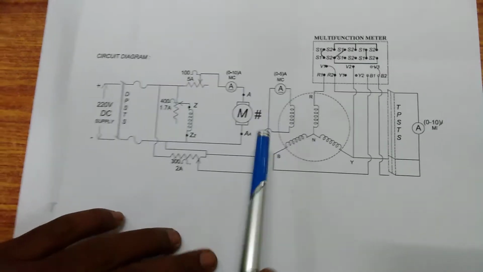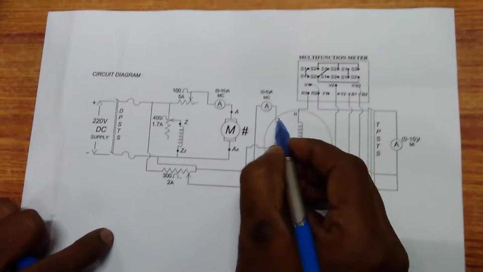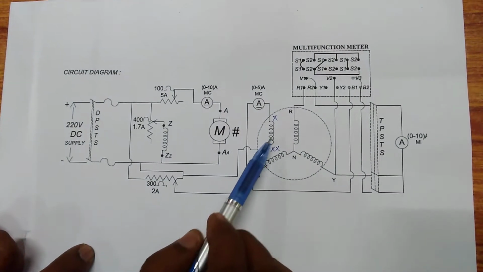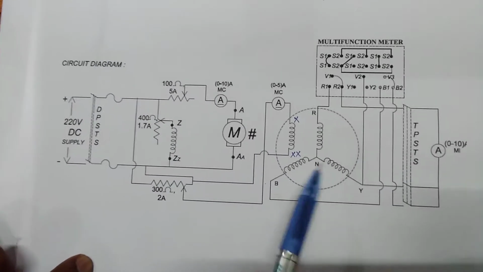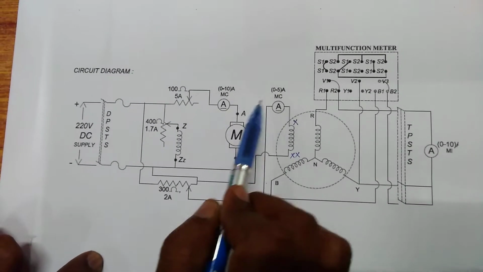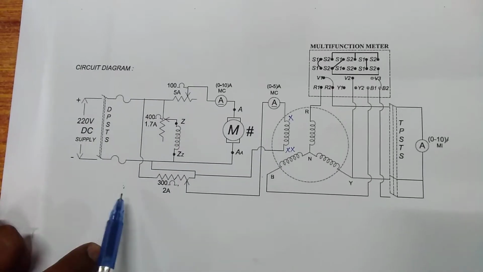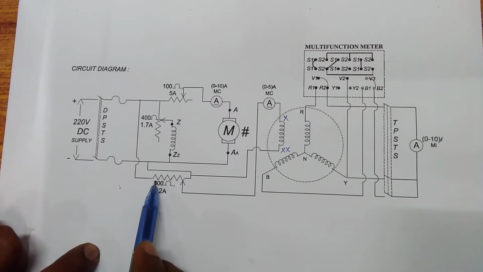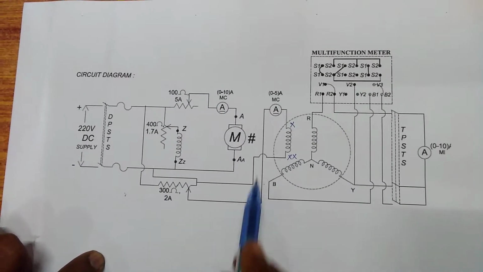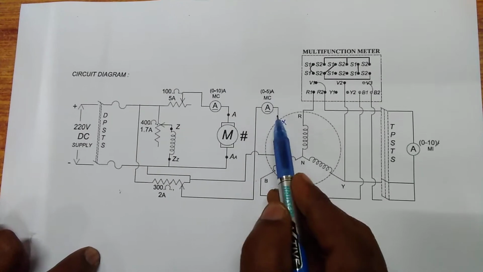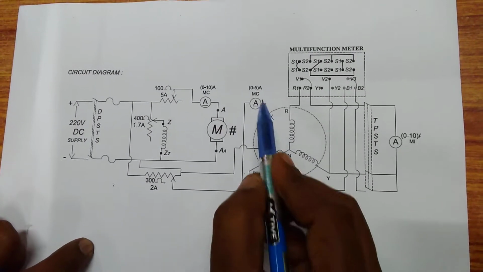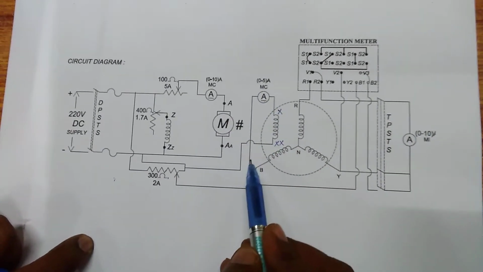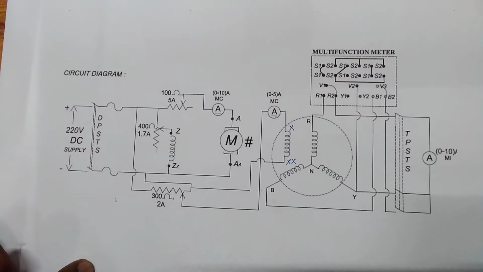Now coming to the field winding, XX indicates the field winding of this alternator. This field winding is connected to the DC supply through this potential divider. Here the potential divider is connected in the minimum potential position. Now in order to measure the field current in this field winding, an MC type ammeter is connected in series with the XXX terminals.